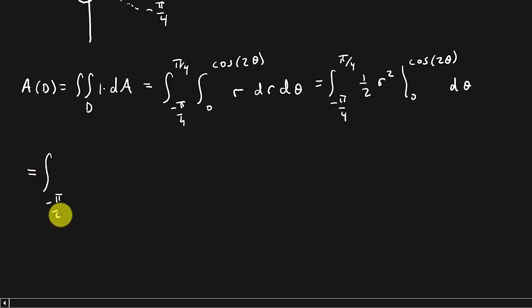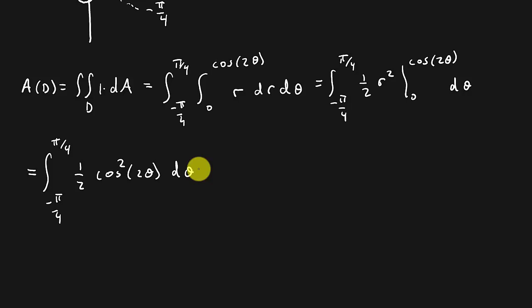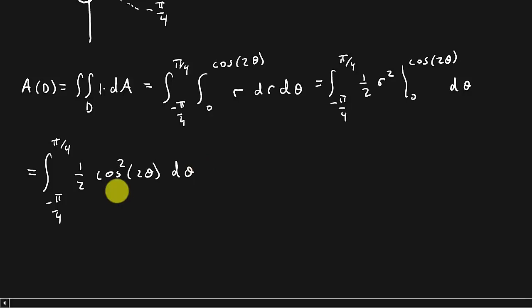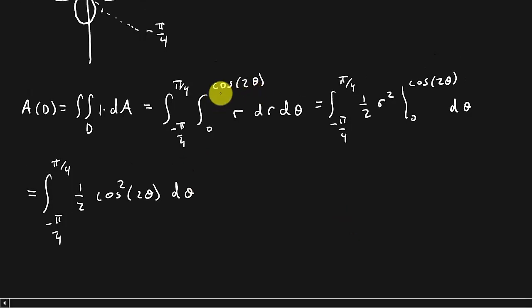which is equal to the integral from negative pi over 4 to pi over 4 of 1/2 times cosine squared 2 theta d theta. All right. Now, let's look at this for just a second. So you see my h of theta is cosine 2 theta. You see that? That's h of theta. There's alpha, beta. 0 to h of theta.